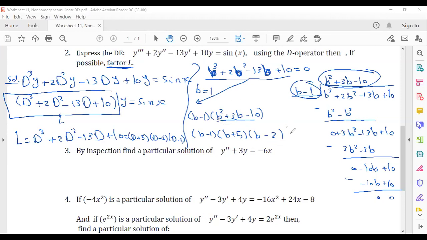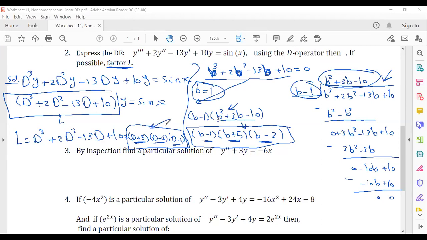Let me check if my solution is similar to the other solution here. So I have b minus 1, it is here. I have b plus 5, it is here. I have b minus 2, it is here. So the same. So you can factorize the cubic expression by guessing the first root, then divide by long division. You will get a quadratic expression. You can factorize it easily, or you can use your calculator. You are free. Is it clear?